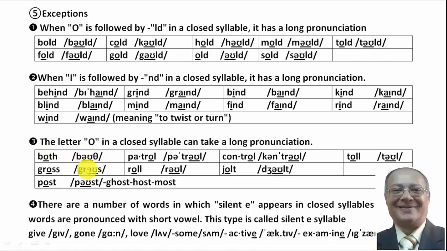Both, gross, post, ghost, host, most, patrol, roll, control, jolt, toll. There are a number of words in which silent E appears in a closed syllable, but these words are pronounced with a short vowel. This type is called silent E syllable.